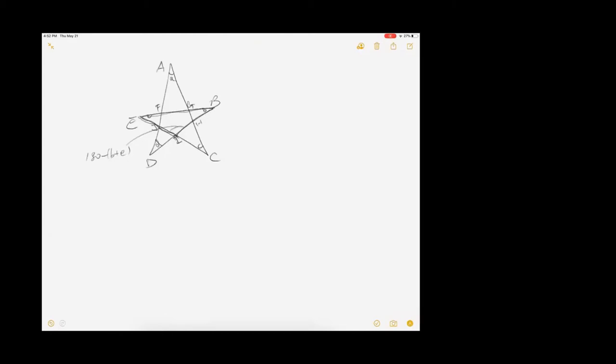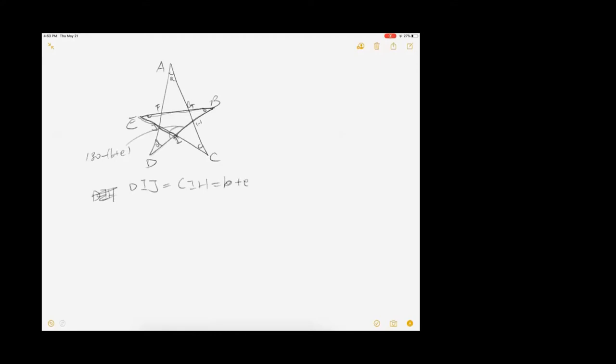Expressed angle. Tell me which angle. DIH and DIJ. DIH. DIJ. Okay. And CIH equals B plus E.